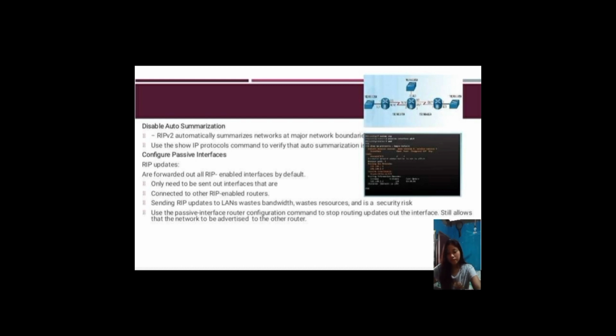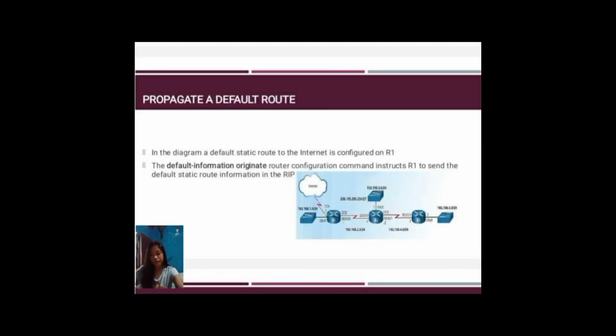Then next, use the passive-interface router configuration command to stop routing updates out the interface. The network is still allowed to be advertised to the other routers. And then propagate a default route. In the diagram, a default static route to the internet is configured on R1. Then next, the default-information originate router configuration command instructs R1 to send the default static route information in the RIP updates.